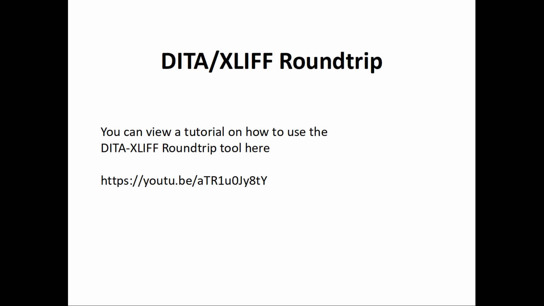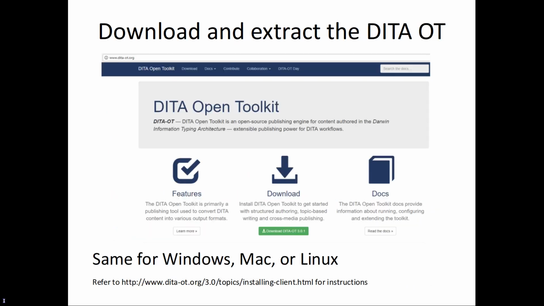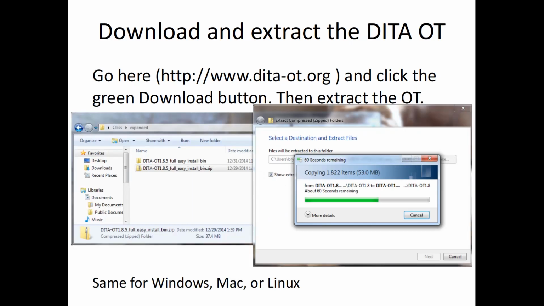So one of the ways we can get around this is this XLIFF Roundtrip tool. This is an open source utility that I created. You can look it up at this YouTube URL to see exactly how that works. But really, in practical steps, what you do is you obtain the DITA Open Toolkit. You download it. We went over this in previous classes. You download the DITA Open Toolkit. You run it at the command line.